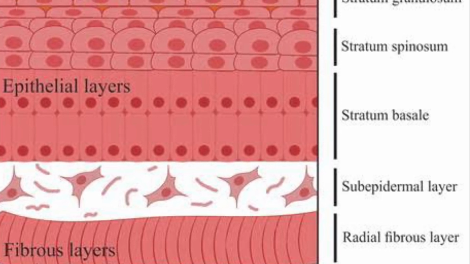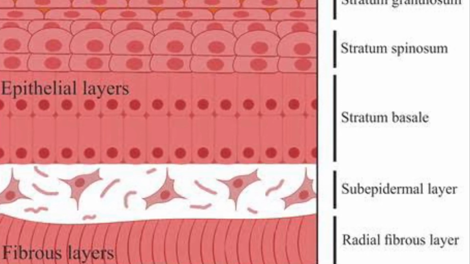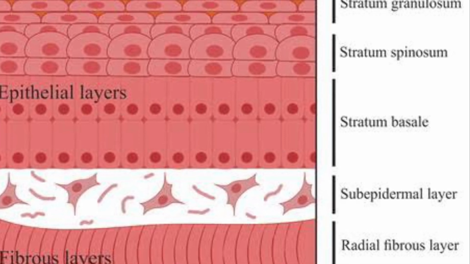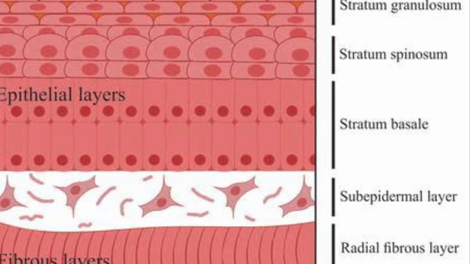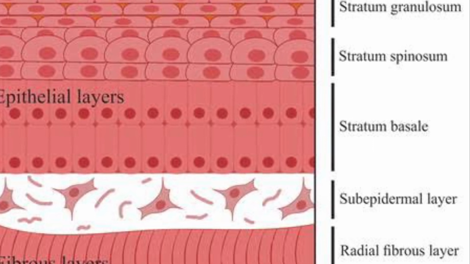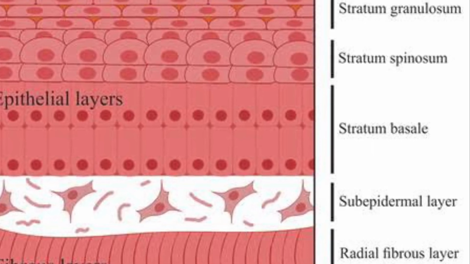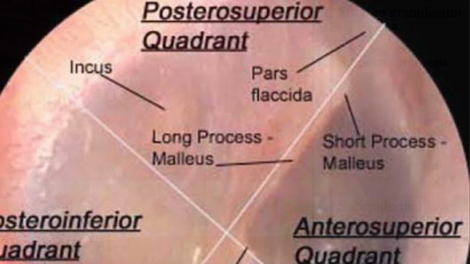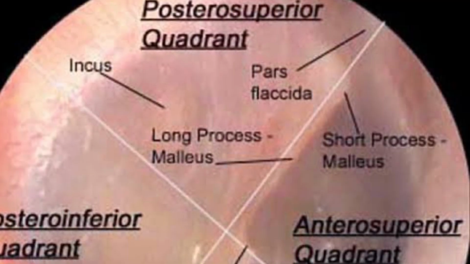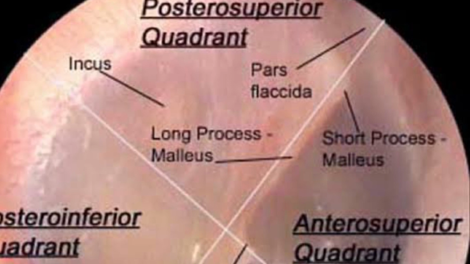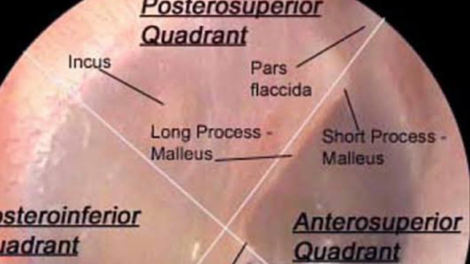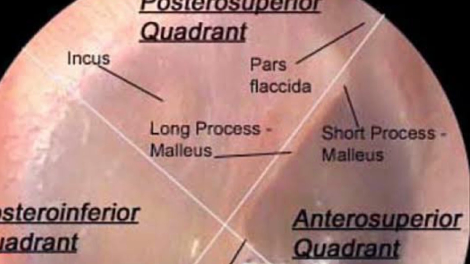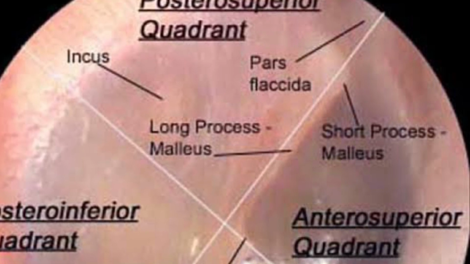You can see in this picture the outer cuticular layer, followed by the fibrous layer, and the inner mucosal layer, which is low columnar epithelium, in the histology section of the tympanic membrane. The tympanic membrane has two surfaces, lateral and medial. As you can see in this picture, the lateral surface is concave toward the external auditory meatus.